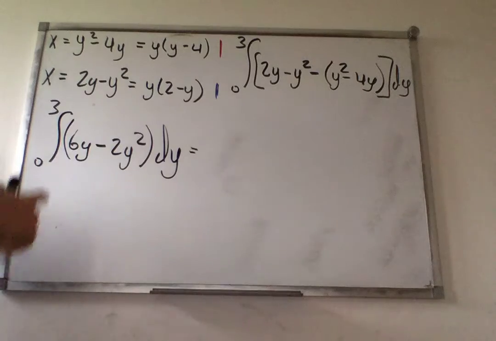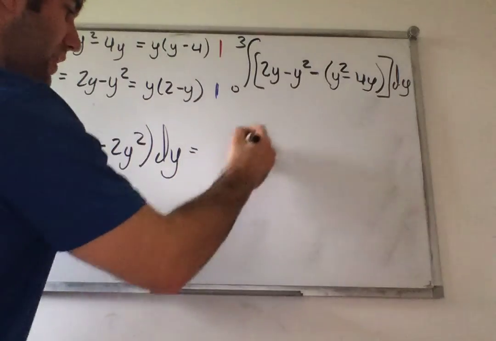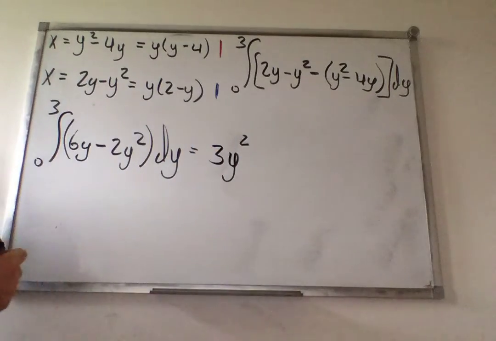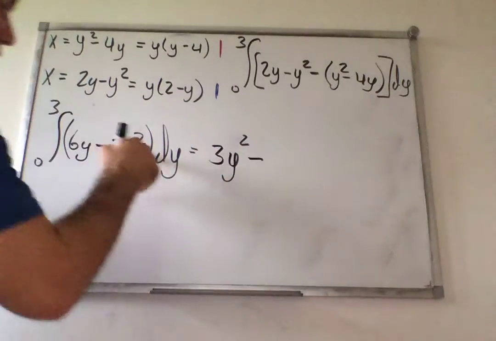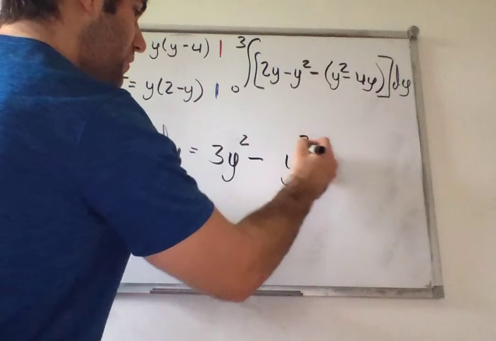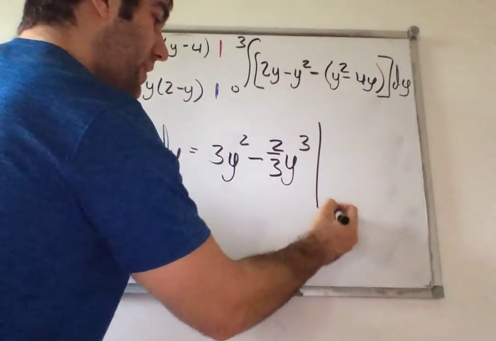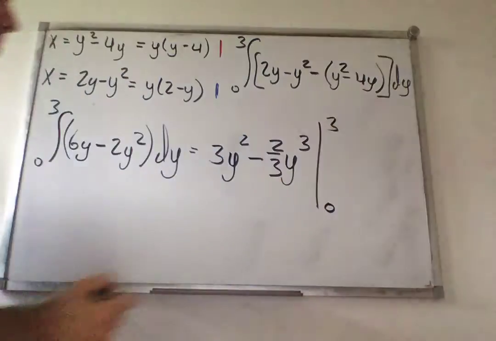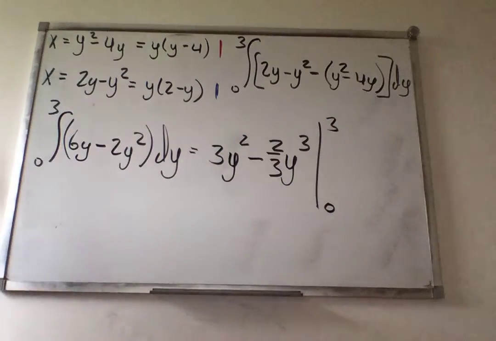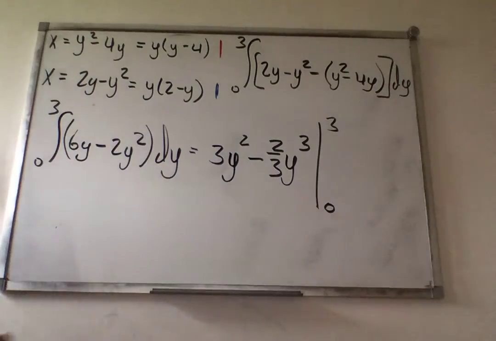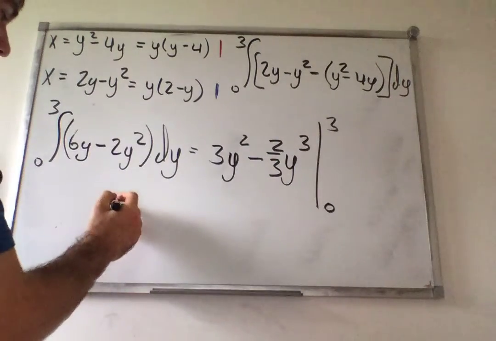So now just find the antiderivative. Going up one power, you get y squared. Divide this number by that power, you get a 3. Minus, go up one power, you get a cube, and then divide the coefficient by that power. I'm going to evaluate this from 0 to 3. Now, since this is a polynomial, we don't have to evaluate at 0 because the lower bound is going to go away. All we have to do is evaluate at the upper bound.